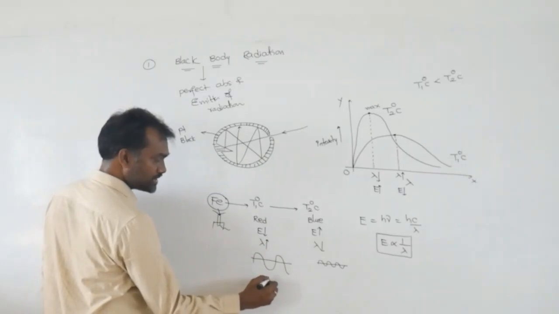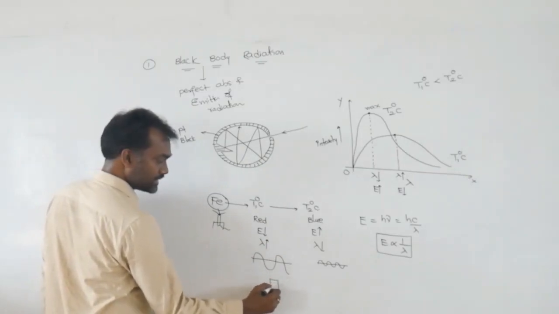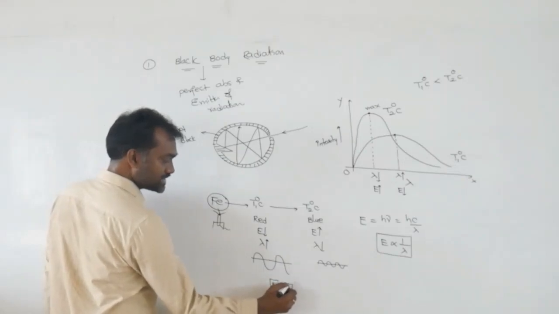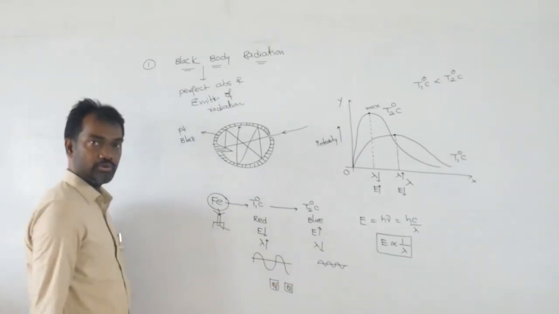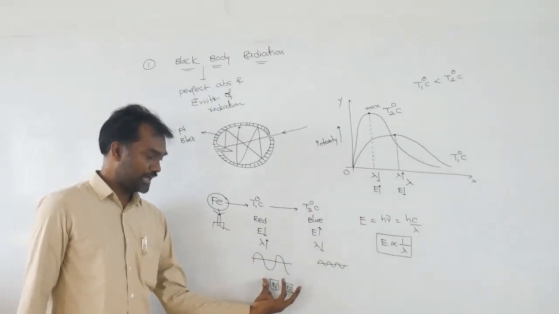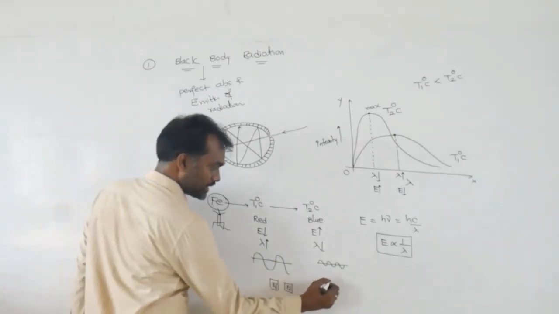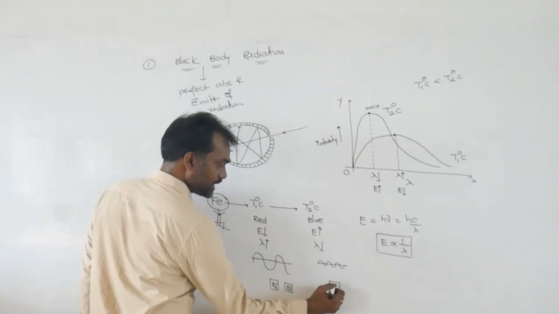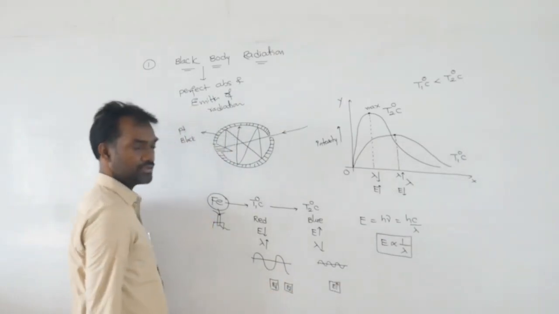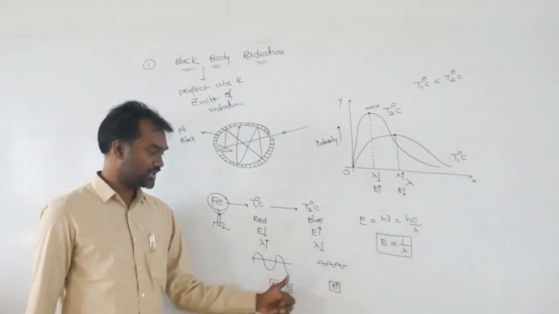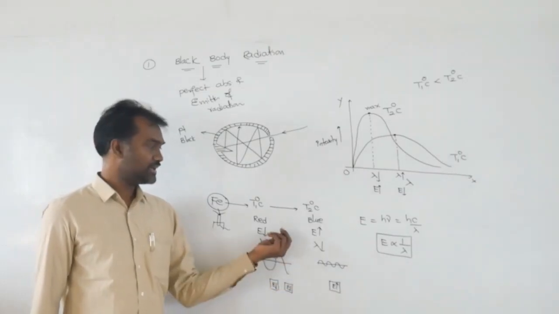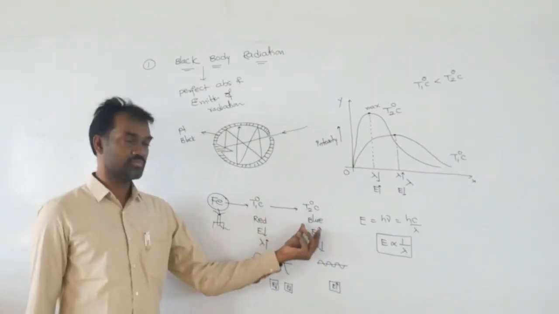But what does quantum theory say? Red has less energy, so there are low energy packets. If you heat it, the packets combine, and you get a high energy packet. That is why Planck's quantum theory perfectly explained how red color becomes blue color.